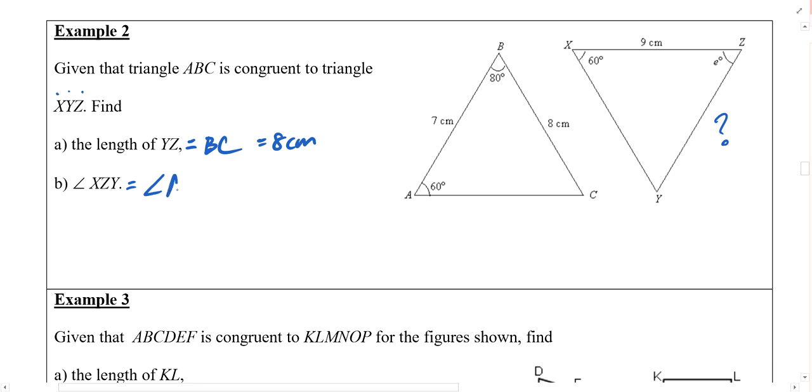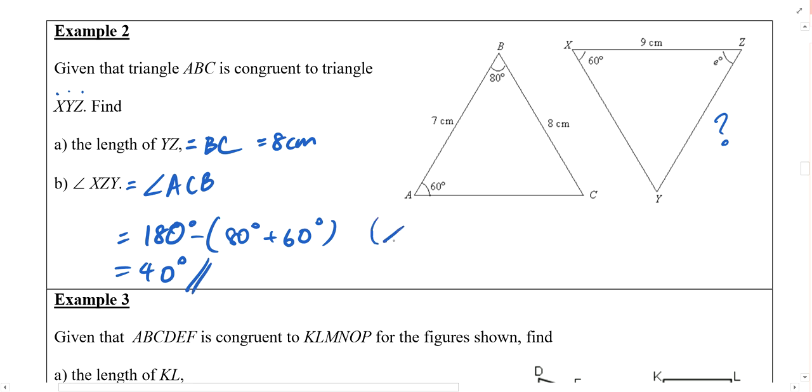Now angle XZY. XZY. So ACB. ACB. Okay, we're going to use the same strategy. 180 minus 80 degrees plus 60 degrees. So that gives us 40 degrees. Angle sum of triangle.